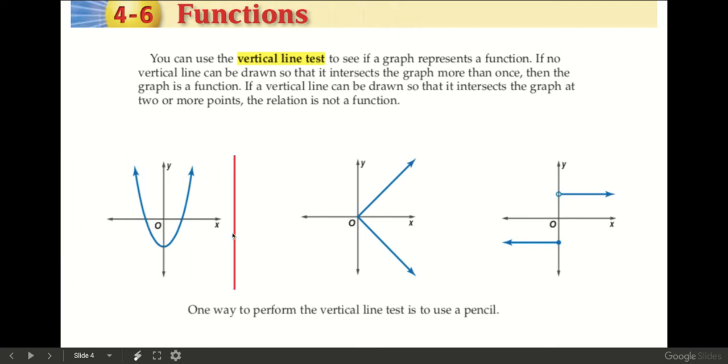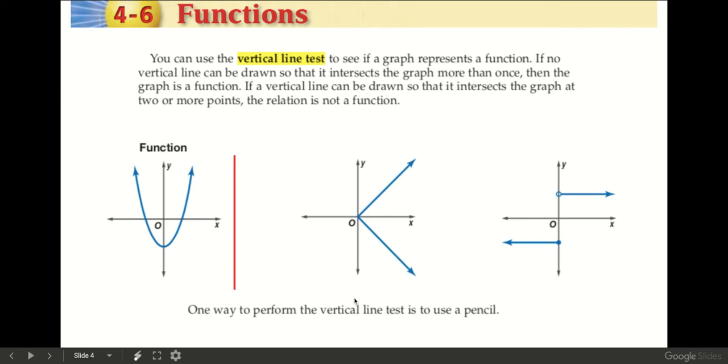And when I did that, notice how the vertical line never touched the graph more than once. It only ever ran across it and touched at one spot at any given moment. Let's look at this vertical line running across. It only ever touches it at one spot at any time. So this would be considered a function because if I ever touched it in two spots at the same time, that means that you would have the same x value for two different y values, which is not okay in a function.